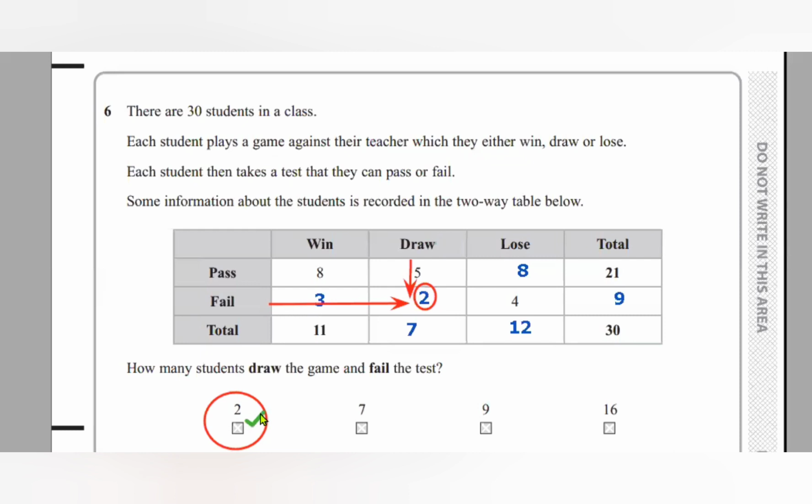And this is how you answer a question like this. So the first thing you have to do is finish the missing numbers and then find where they two meet. The draw and the fail, they meet at 2. It means the answer is 2. Now let's move on to the next question.